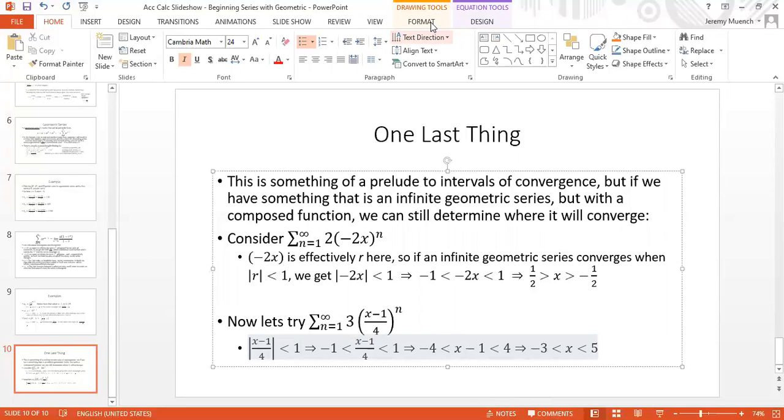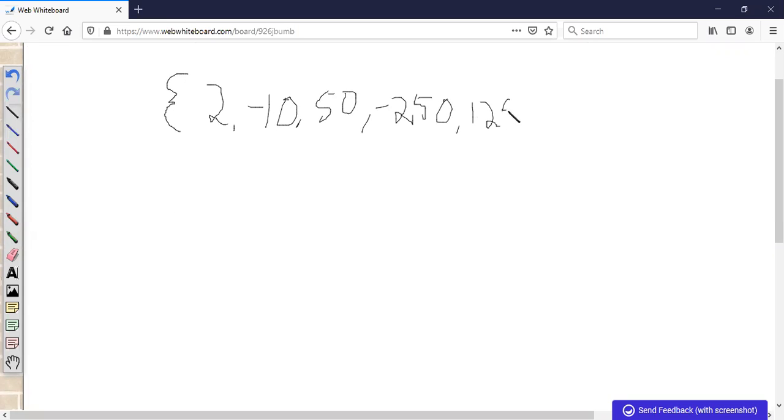So let's pop over to a whiteboard here, and we'll take a look at a first series. So let's consider this series, or sequence rather. Let's consider the sequence 2, -10, 50, -250, 1250, and so on.